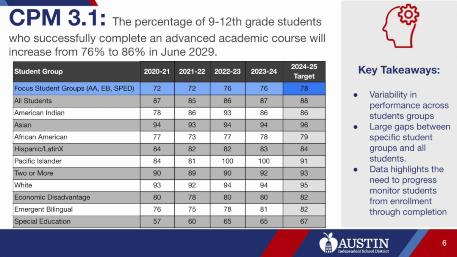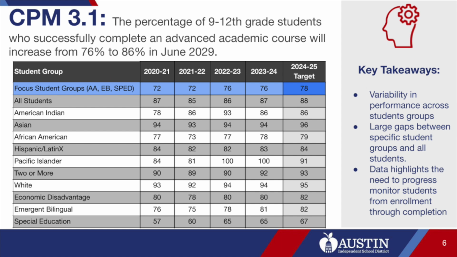While we have a long-term goal of getting 88% of all students to take one or more advanced courses, we are not there with all students, and some groups are closer than others. The only group to currently meet that mark is our white student group in 23-24. In our targeted groups of African American, emergent bilingual, and students receiving special education services, the total was 10 percentage points below the overall student average.